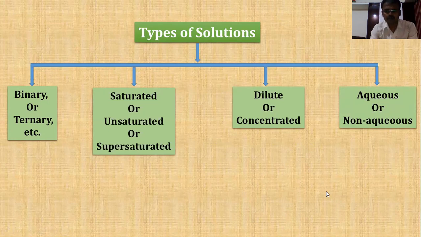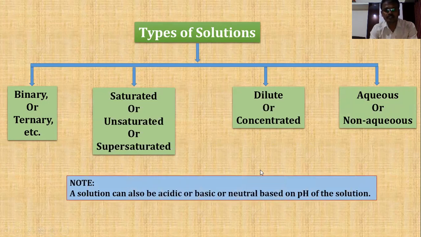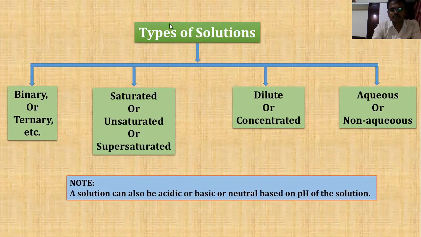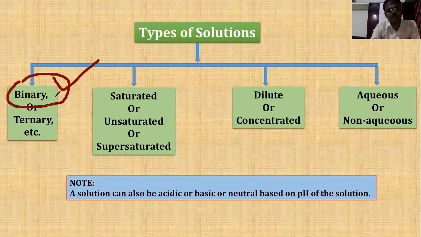Students, apart from this, we also categorize solutions as acidic, basic, or neutral, based on the pH of the solution. That we will be dealing with in some other chapter. So this is about the types of solutions. Now let us confine our discussion to binary solutions. Our aim is to deal mainly with binary solutions. Now let us consider some different types of binary solutions.